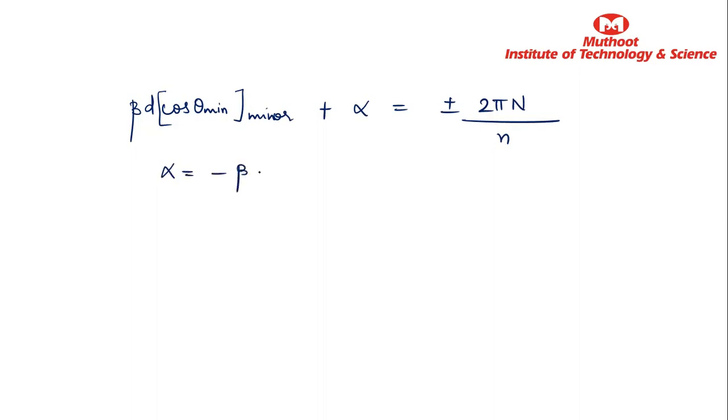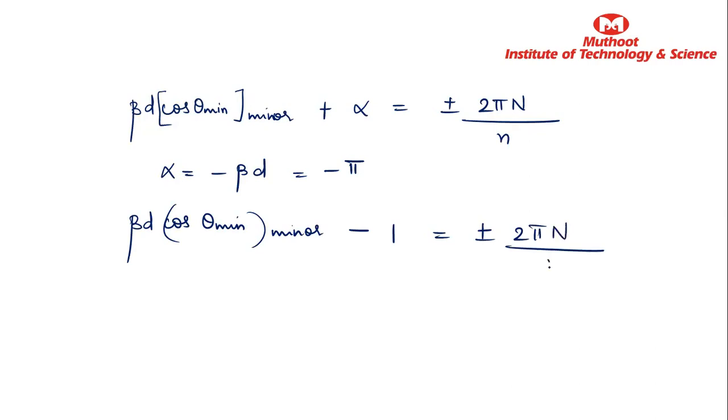So what is my psi value? It is beta d cos of theta minimum, the theta minimum of the minor lobe, so I'm going to write minor here, plus alpha, is equal to plus or minus 2 pi n upon small n. So for end fire, you know that alpha is nothing but minus beta d, which is equal to minus pi. We have already seen this before. Substituting, it will become cos of theta minimum of the minor lobe minus 1 is equal to plus or minus 2 pi n upon small n.